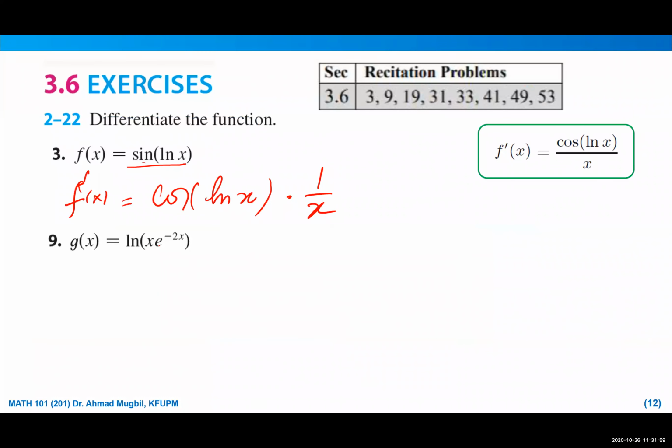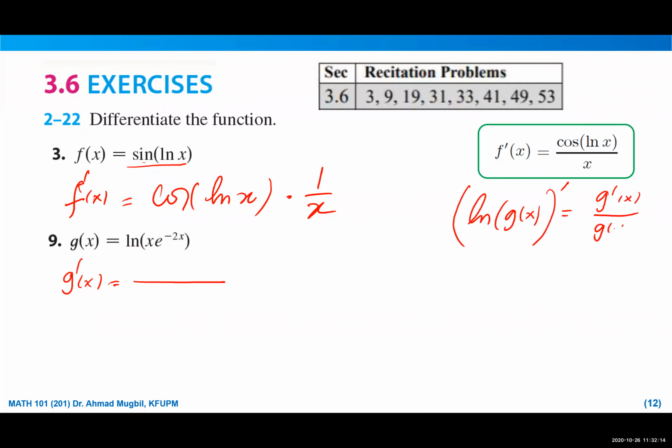Ln of x times e to the power negative 2x. Again, the derivative of this function will be, the derivative of ln is what? You need to remember that the derivative of ln g of x is g prime of x over g of x. So what we will do here, we will write what is inside the ln, the argument, in the denominator. Here we will write its derivative. Differentiate now this. What is the derivative of it?